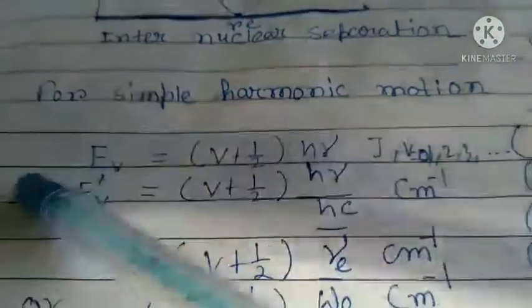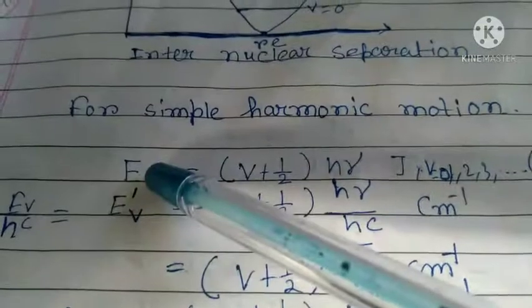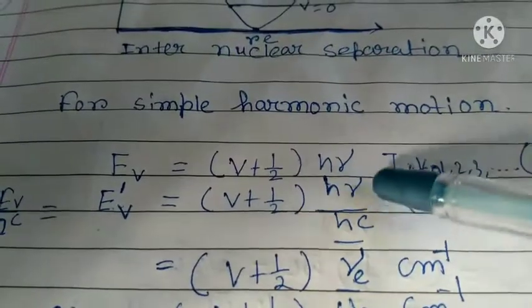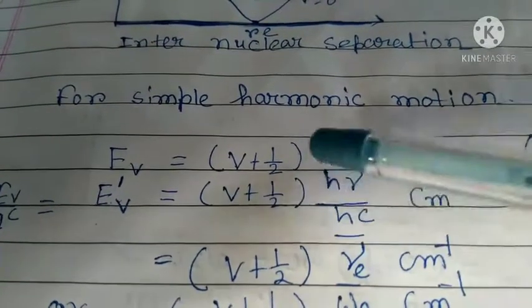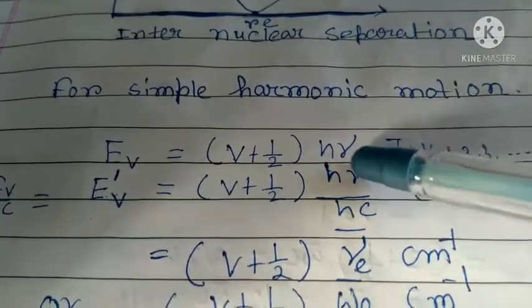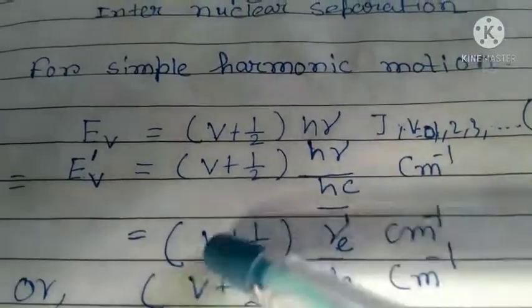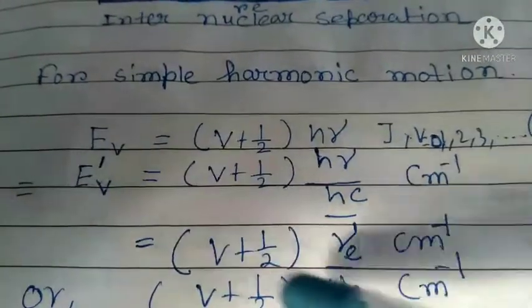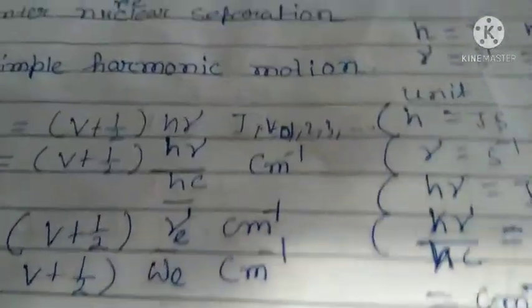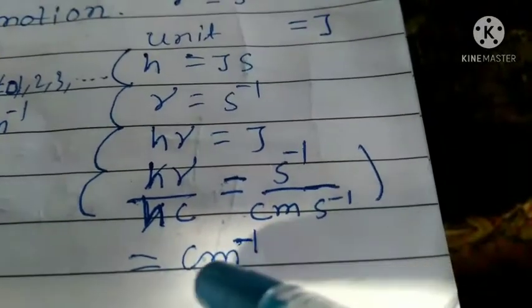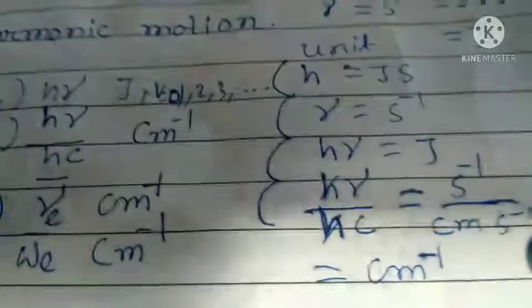So how do we get wave number? If we divide the energy by hc, we get E V prime equals V plus half h nu by hc. So h cancels here, leaving nu by c. Nu by c we can write as nu e bar or omega e bar, and we get E V prime in centimeter inverse. How centimeter inverse? Here h cancels, nu is in second inverse, and c is the speed of light in centimeter per second, so it is in centimeter inverse now.